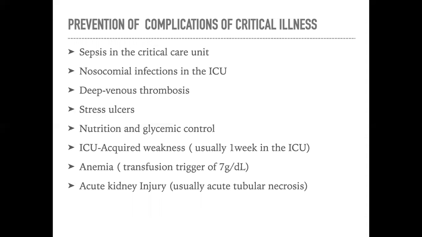For the remaining topics in this chapter of Harrison, there's a bit of discussion about the prevention of complications of critical illness. And take note, especially because sepsis in the critical care unit is common, nosocomial infections is common, deep venous thrombosis is a common occurrence also, and nutrition could not be adequately addressed. Glycemic control should be very strict, and the longer the patient stays in the ICU, acquired weakness could be observed.